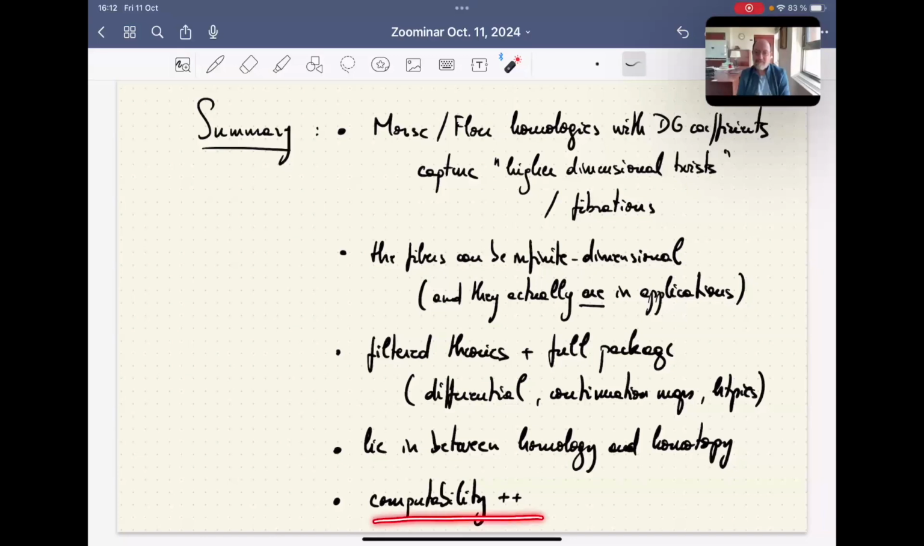related to the last item, which is computability. Everything homological is more computable. So they may be useful for precisely that reason. And I think I am done.